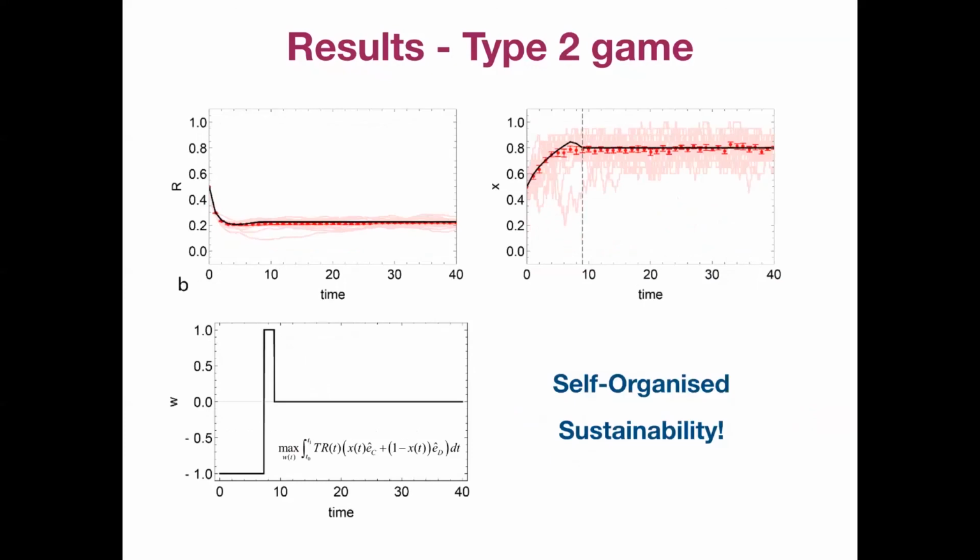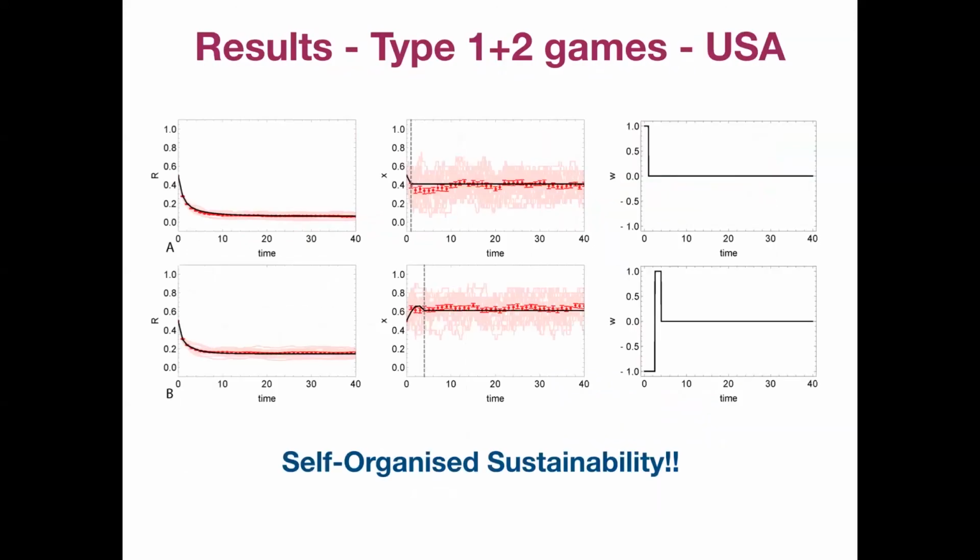While in type 2 game, always in China, things completely change. What we found is that the cooperators quickly, in 9 time steps, converge towards 80%. Of course, there are fluctuations depending on realization, but there is a quick convergence. Oh, no, not so quick, because the convergence to defection was very, very quick.